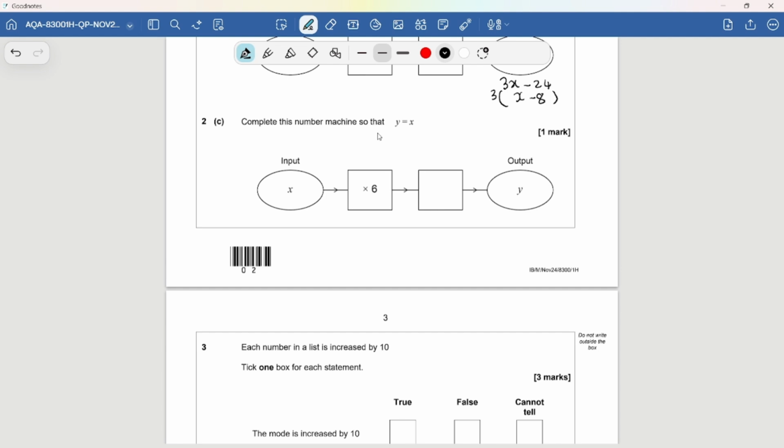Complete this number machine so that y equals x. So if the input is x, the output y has to be equal to the same input. When can this happen? When the inside operations are reverse of each other. So if I times by 6 and then I divide by 6, what do I get? If x times 6, I get 6x, and then divided by 6, 6x divided by 6 gives the output as x again.